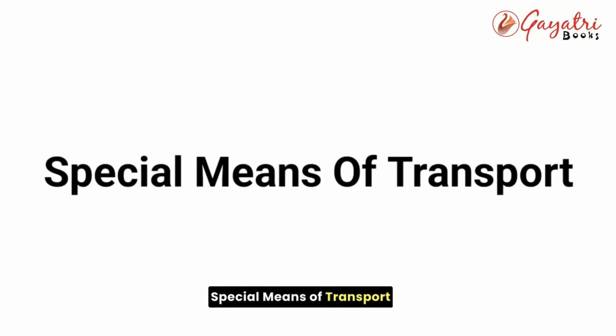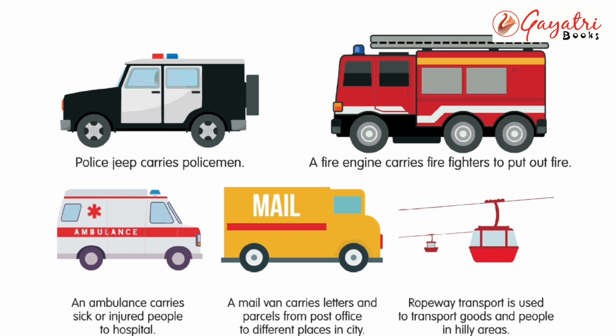Special means of transport. Police jeep carries policemen. A fire engine carries firefighters to put out fire. An ambulance carries sick or injured people to hospital. A mail van carries letters and parcels from post office to different places in the city. Ropeway transport is used to transport goods and people in hilly areas.